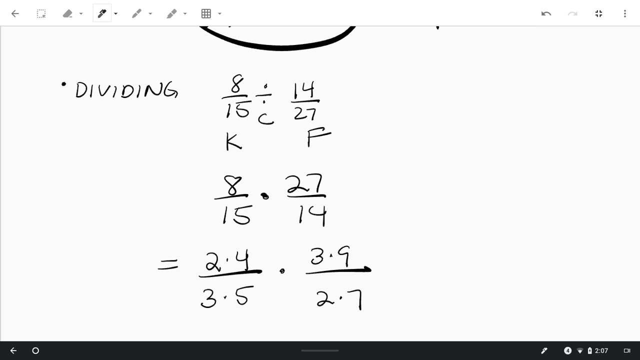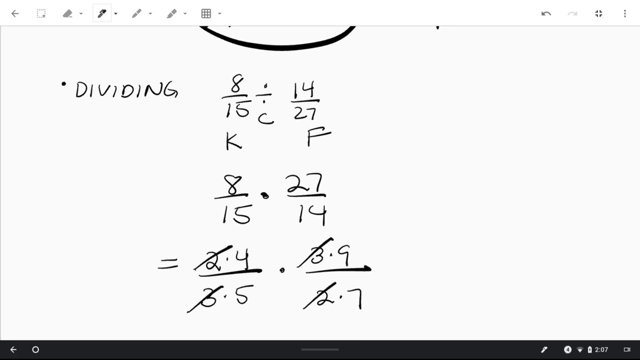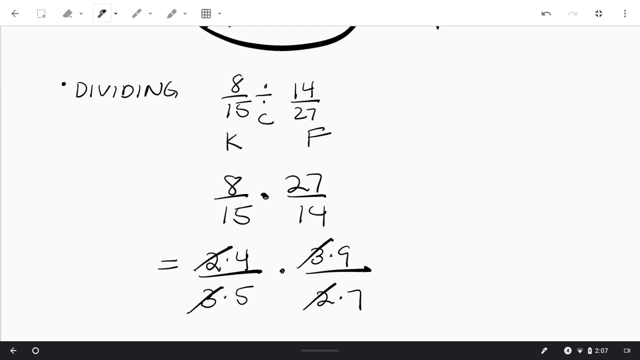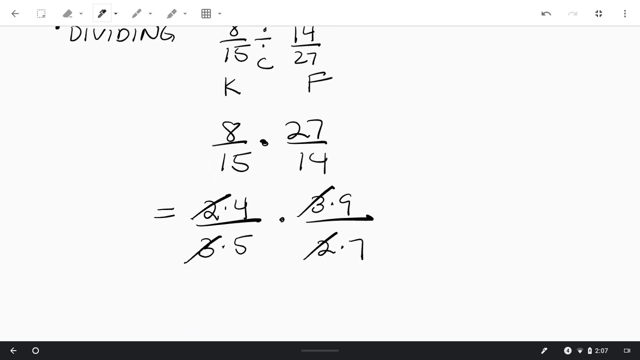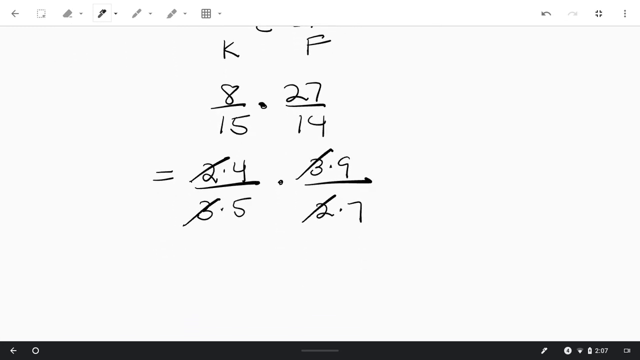Now we can go ahead and cancel out the common factors. So 2 and 2, and then also 3 and 3. All right, so nothing else cancels. The 4 doesn't cancel. There's nothing to cancel with the 5 or the 7. Same thing with 9. There's nothing that 9 can cancel with 5 and 7. So here, multiply across the top, that's 36. And multiply across the denominators, and we get 35.